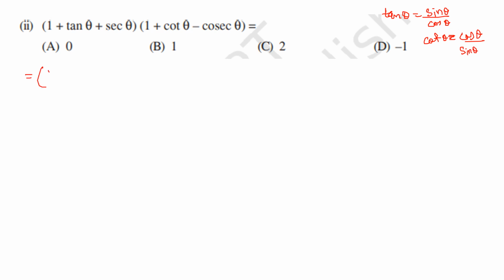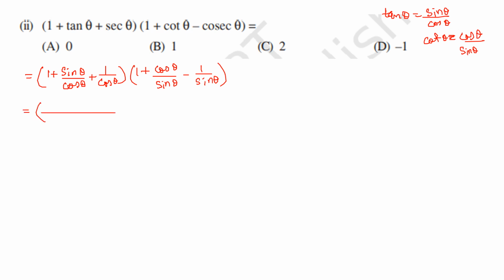So it will be 1 plus tan theta, which I am writing as sin theta by cos theta. And sec theta is the reciprocal of cos, so 1 by cos theta. Same way here it is 1 plus cos theta by sin theta minus cosec theta, which is the reciprocal of sin theta. Okay. Now, second step, I will be taking the LCM. So the LCM is cos theta. So here it will become cos theta plus sin theta plus 1, and here it will become sin theta plus cos theta minus 1, by sin theta.